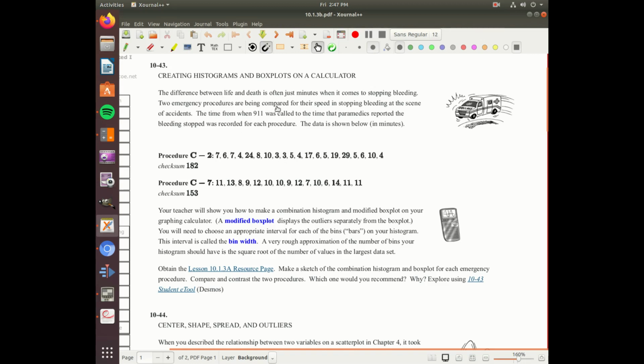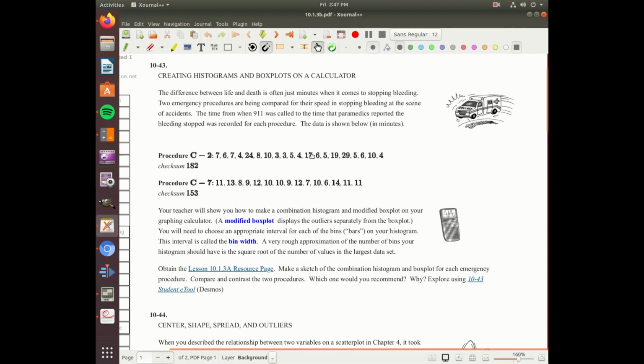The difference between life and death is often just minutes when it comes to stopping bleeding. 2 emergency procedures are being compared for their speed in stopping bleeding at the scene of accidents. The time from when 911 is called to the time that paramedics reported the bleeding stopped is recorded for each procedure. So again, good times with CPM, right? Hey, you want to talk about people bleeding out in a math problem? Let's go ahead and do it.